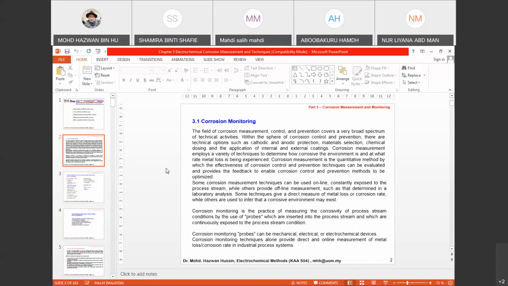Right. So some corrosion measurement techniques can be used online, constantly exposed to the process streams, while others provide offline measurements such as the determination in a laboratory analysis. Some techniques give a direct measure of metal loss or corrosion rate, while others are used to infer that a corrosion or corrosive environment may exist.